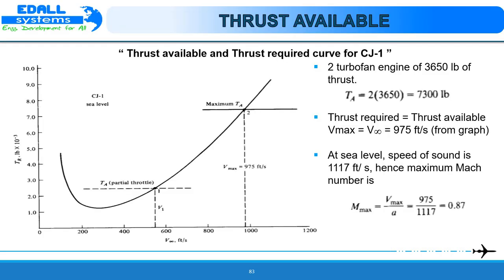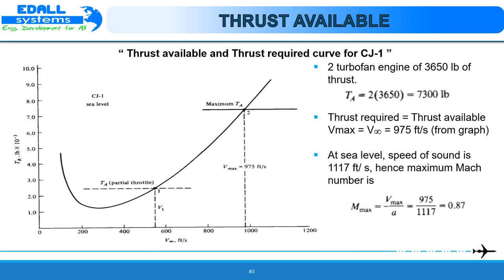Consider a jet aeroplane flying in level unaccelerated flight at a given altitude with a velocity V1. Point 1 on the thrust required curve gives the value of the thrust required for the aeroplane to fly at velocity V1. The pilot has adjusted the throttle such that the jet engine provides thrust available just equal to the thrust required at this point. This partial throttle TA is illustrated by the dashed curve.